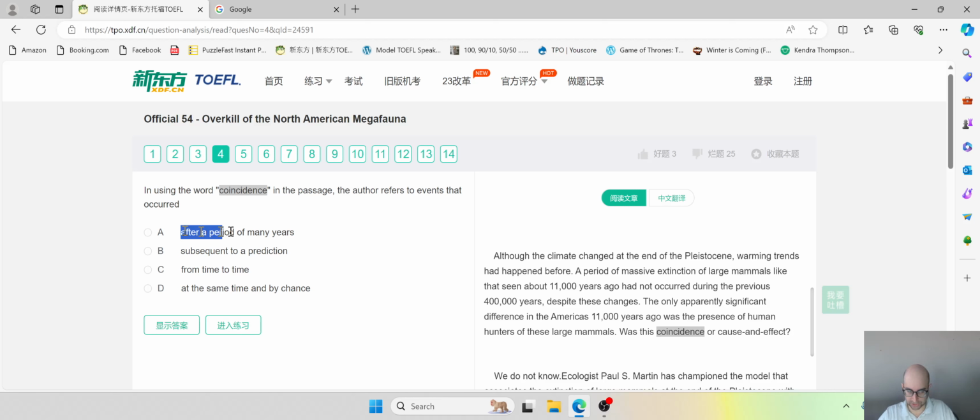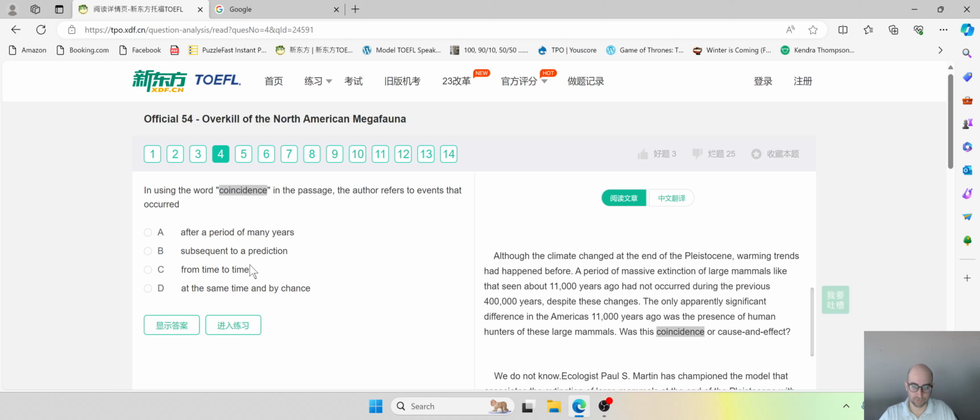Now you're going to check the option choices one by one. So choice A, after a period of many years, that doesn't make sense. That doesn't sound like the opposite of cause and effect. Subsequent to a prediction, that really doesn't make any sense at all. And it's not the opposite of cause and effect. It should be something contrary to this and completely different. So from time to time, again, no, it's not the opposite of that. So already we eliminated A, B, and C by process of elimination.